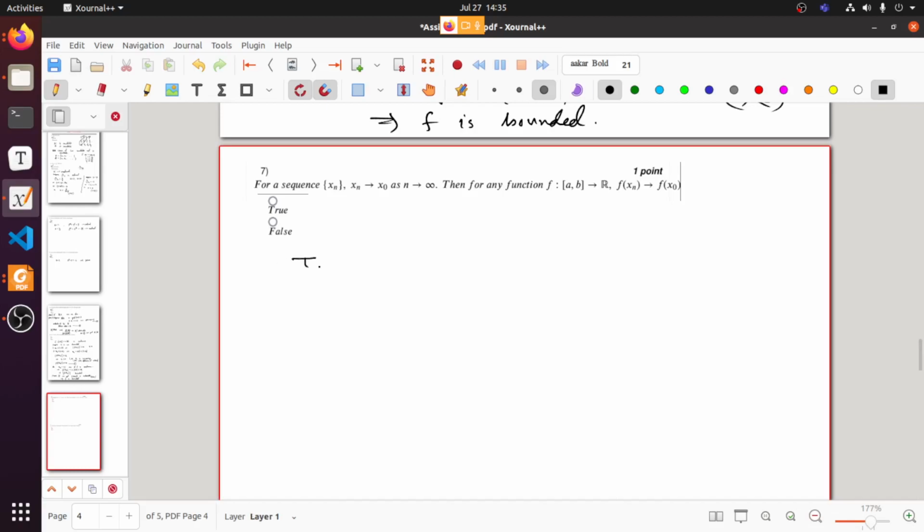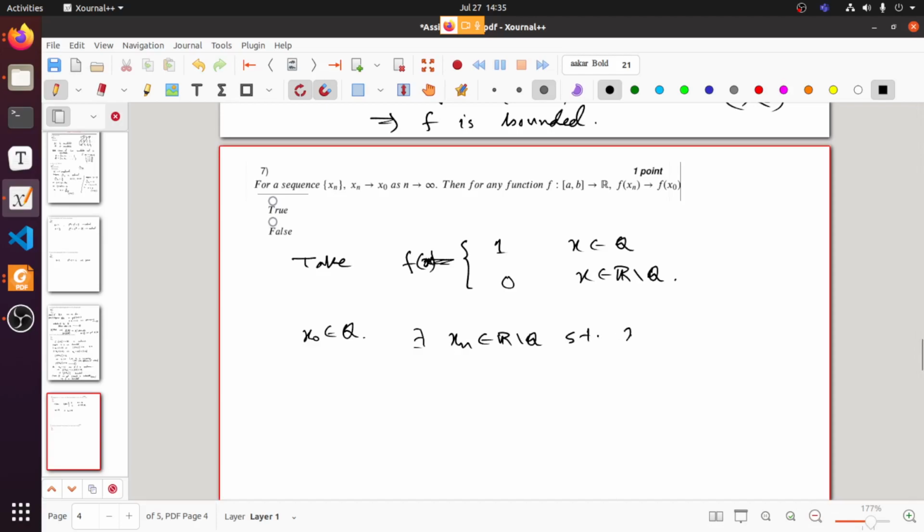So take f to be, f of x equals 1 if x belongs to Q, and 0 if x belongs to R minus Q. Now suppose x0 belongs to Q. Then by the density of the irrationals in the real numbers, there exists a sequence xn from R minus Q such that xn converges to x0, right? And okay, then what will happen?